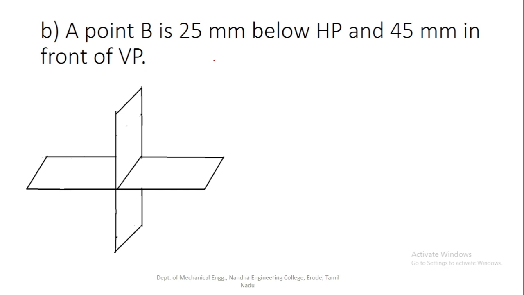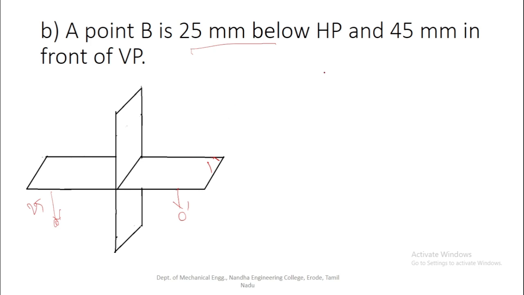So we will go to another problem. A point B is 25 mm below HP. So this is the HP. According to this first statement, the point may be placed either in the third quadrant or the fourth quadrant. So the point is 25 mm below HP. So the point may be here or the point may be here, either in the third quadrant or the fourth quadrant.